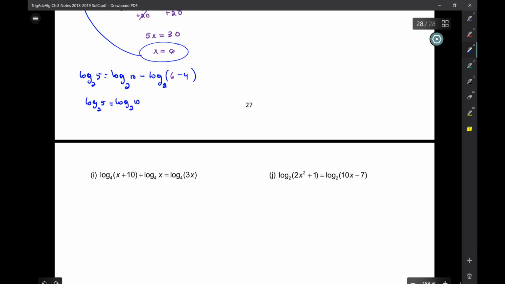Okay, so log base 2 of 10 minus log base 2 of how much is this? 6 minus 4 is 2. Log base 2 of 5, can I condense this? Log base 2 of 10 over 2, and how much is that, guys? It's 5, and it works.